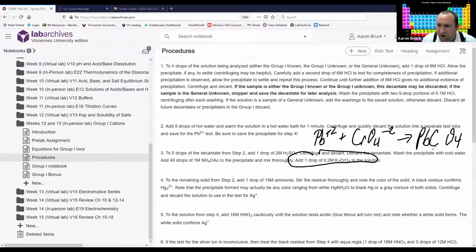Which has a very, very definitive kind of yellow color to the solid.